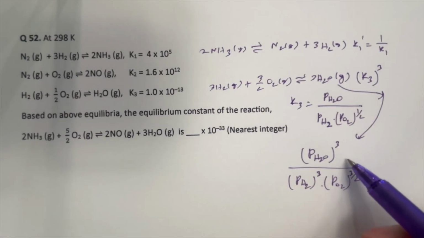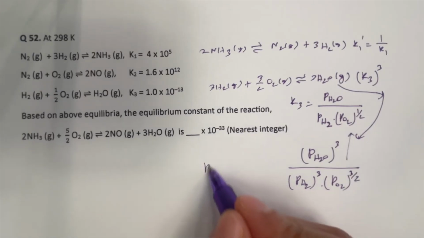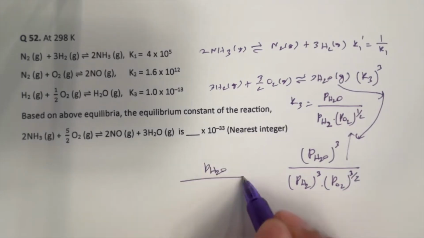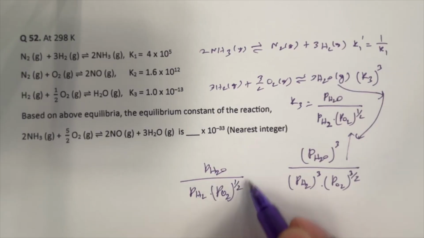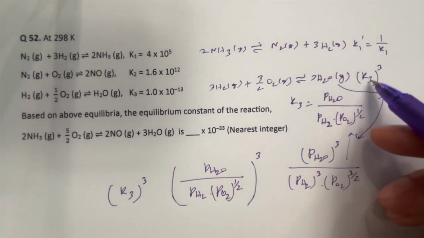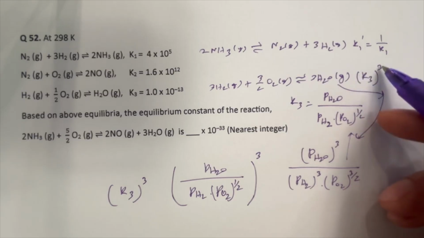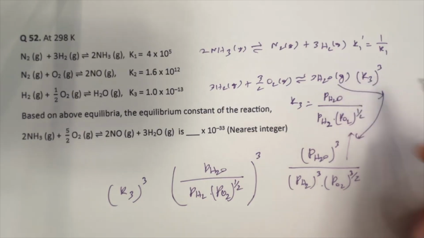Now, from here, how can we get to this expression? We can get to this expression if we write like this: partial pressure of water divided by partial pressure of H2 times partial pressure of O2 to the whole power 1 by 2, all to the whole power 3, isn't it? So this is K3, so K3 to the whole power 3. So that's why I have written K3 to the whole cube, not 3 times K3. You shouldn't simply multiply by 3.